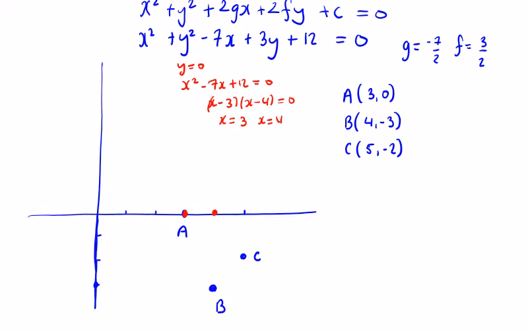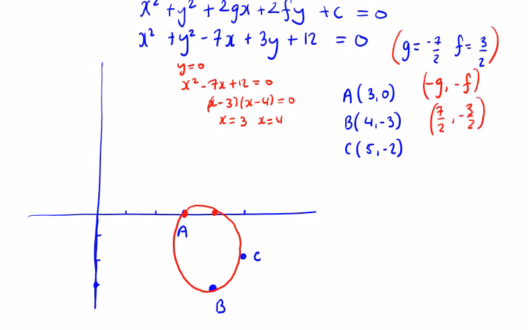So I'm going to just sketch this circle. Hopefully I do a half decent job. Okay, not too bad. The center, we figured out g and f. Now the center, when it's written in this form, is minus g, minus f. So the center here is 7 over 2, minus 3 over 2. So 3.5 is here and minus 1.5 approximately here. Okay, so it's not a bad sketch.